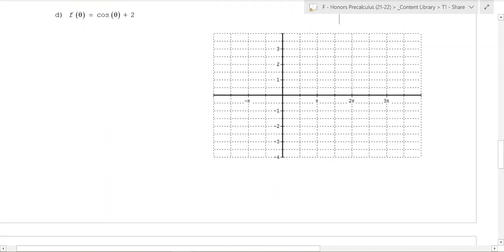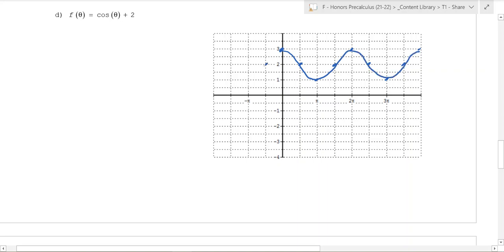That just moves the whole graph up by 2. So instead of starting at 1, which is where cosine starts normally, it would start at 3, and everything just shifts. So it's going to go like this. It's going to go to here, and then to here, and then up like this. And it's not straight lines, remember, because it's cosine, so it's going to end up looking like this.